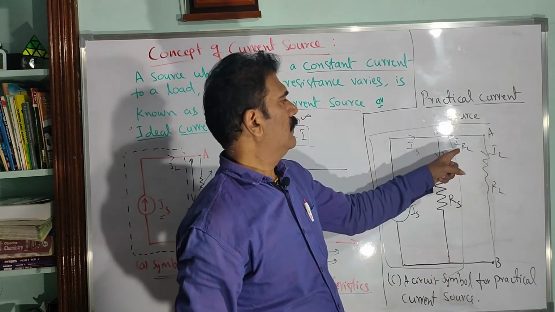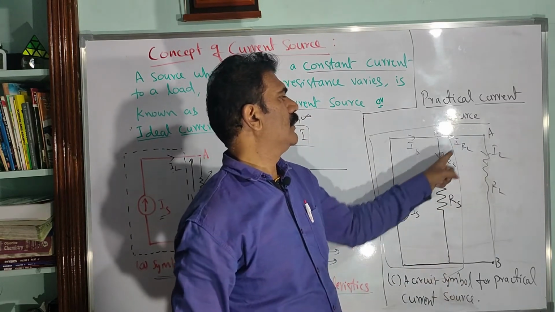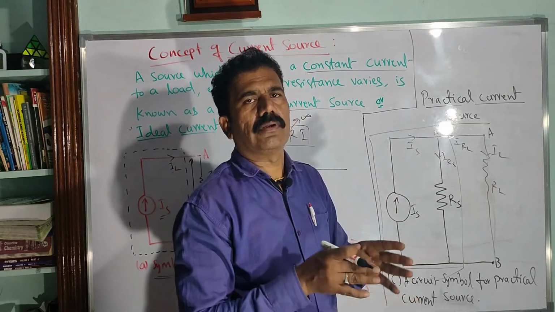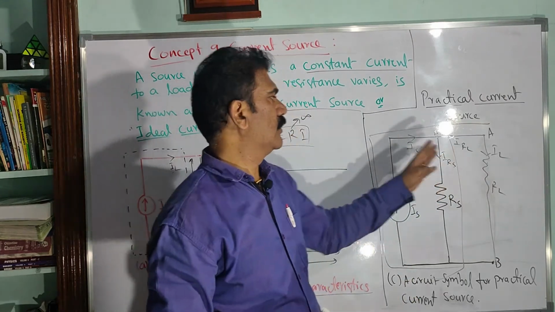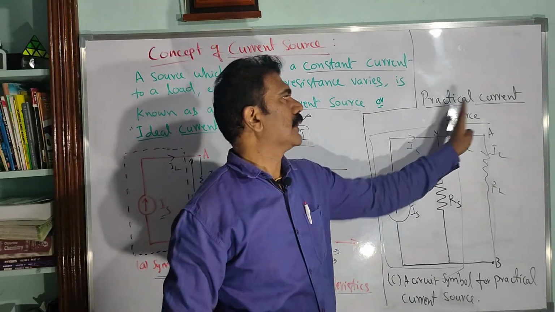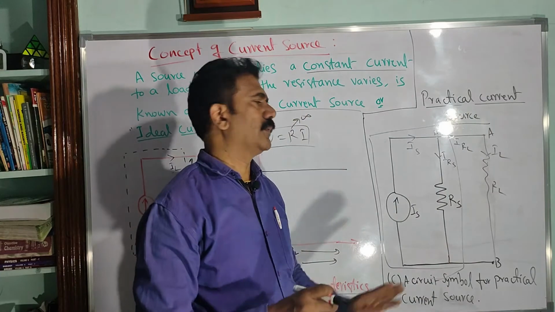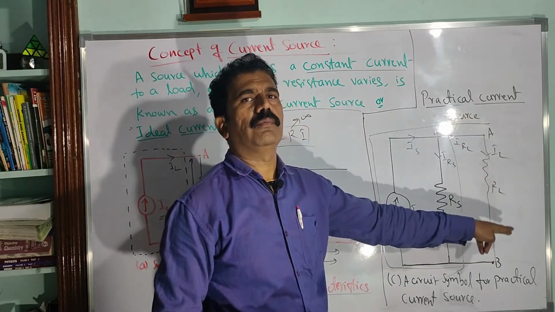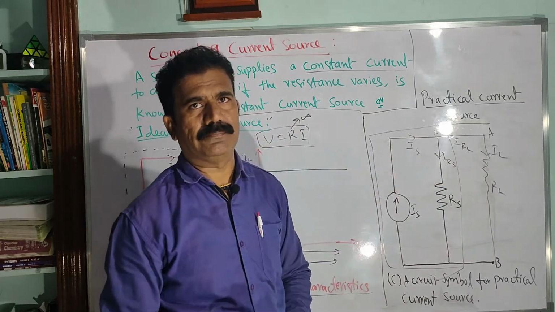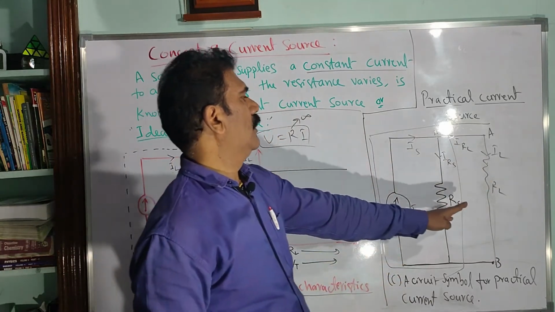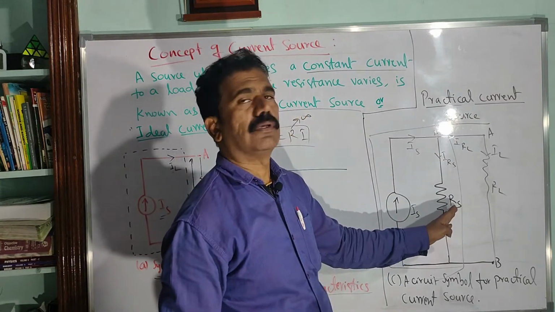Okay, so in this way the current is going to be divided into two parts. So there is a drop in the current. It cannot be equal to the source current. So that is why we can say in case of a practical current source, the current obtained across the load, I mean passing through the load, will not be equal to the source current. Then how do we find that source current and the internal resistance of the source?